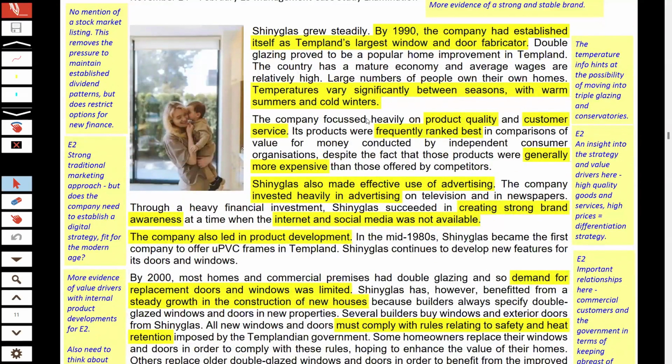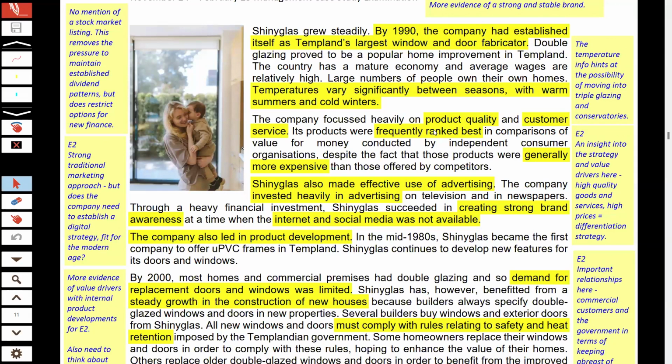Now, how did Shinyglas actually grow? Through quality and customer service. Really important point. That is what their brand presumably means. Any move which would reduce quality or reduce customer service perhaps would not fit in with that business model. Their products were frequently ranked the best. They've got good quality, but that says to me, great, how are they maintaining quality?